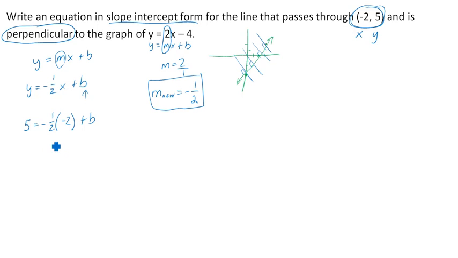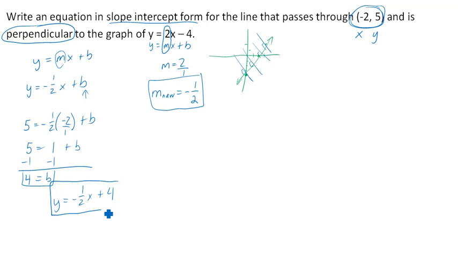So -1/2 times -2 is, well, -2 over 1. That would make it -2 times 1, which is -2 over -2. So that would end up giving us 1 plus b. And then we'll subtract the 1. And we've got 4 equals b. So there's our y-intercept. So y equals -1/2 x plus 4. This right here is the equation that will pass through this point and be perpendicular to that graph.